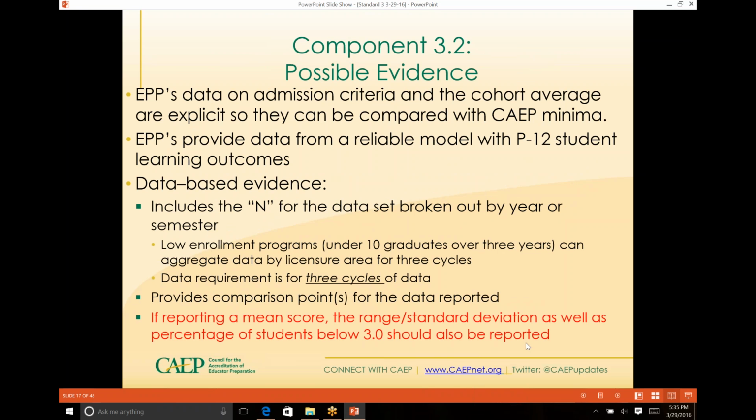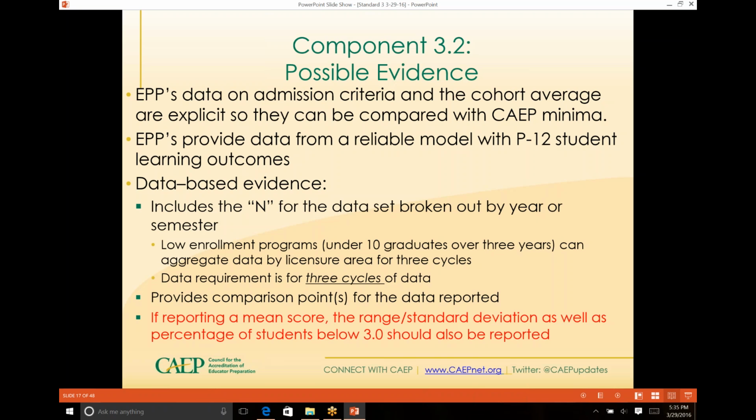Possible sources of evidence for component 3.2, of course, are the data on your admission criteria and your cohort average. They expect that to be explicit. Again, if you're going to present a data set here, someone asked the question, yes, you want to disaggregate it. You can put in your EPP average: all our candidates for all our programs, the cohort average is such-and-such, and then disaggregate by licensure area.